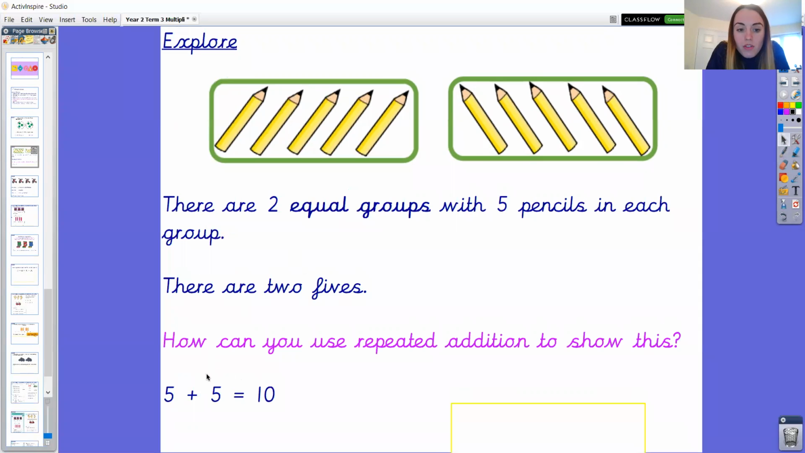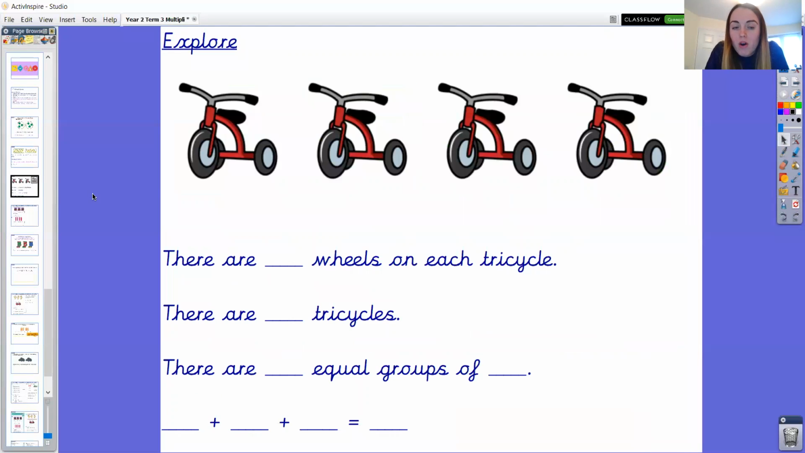Fantastic. So there are 5 pencils inside each group, hence why we have added the number 5. And there are 2 equal groups. So that's why we have added 2 lots of 5. Well done, Year 2. Okay, moving on to our next Explore question.